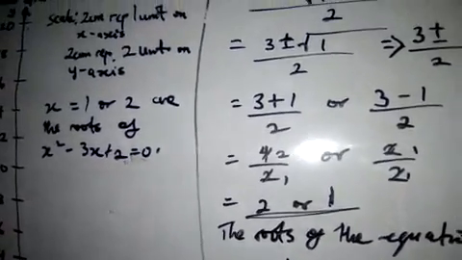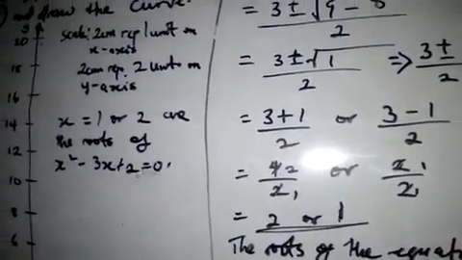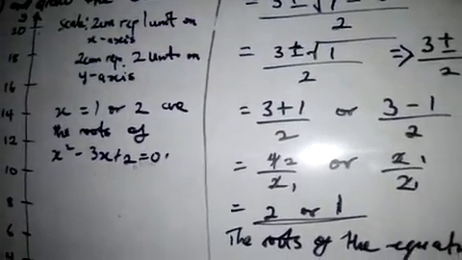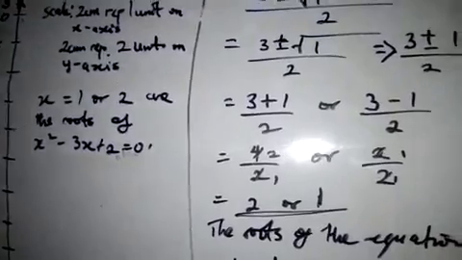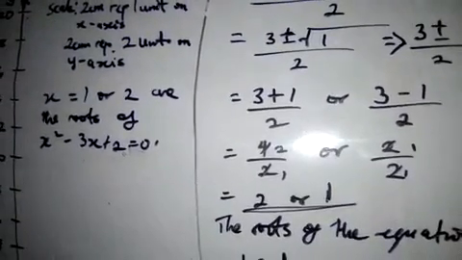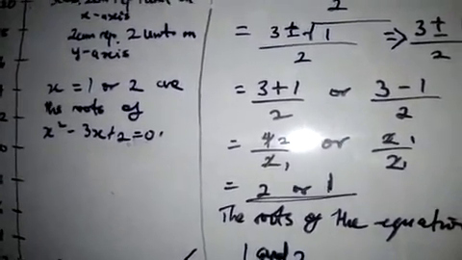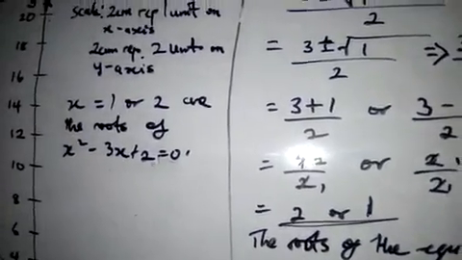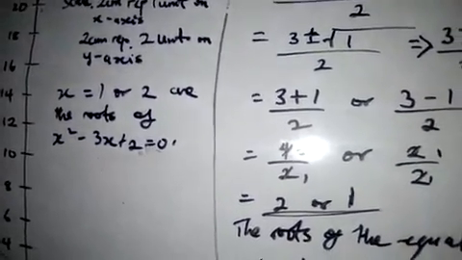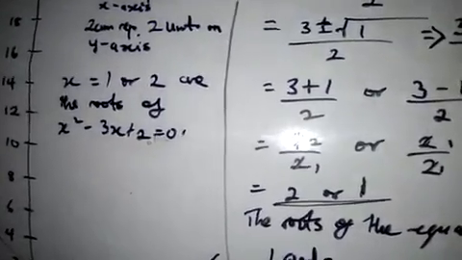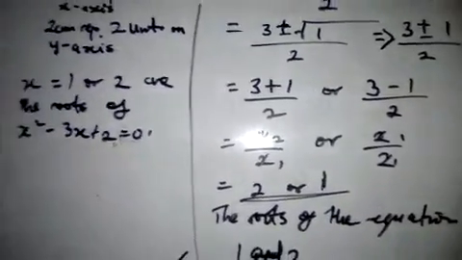And if we check the question, when we used the graph to solve it, we got 2 and 1 as the result. So that means the result for that quadratic equation is correct, using the graph and using the formula.